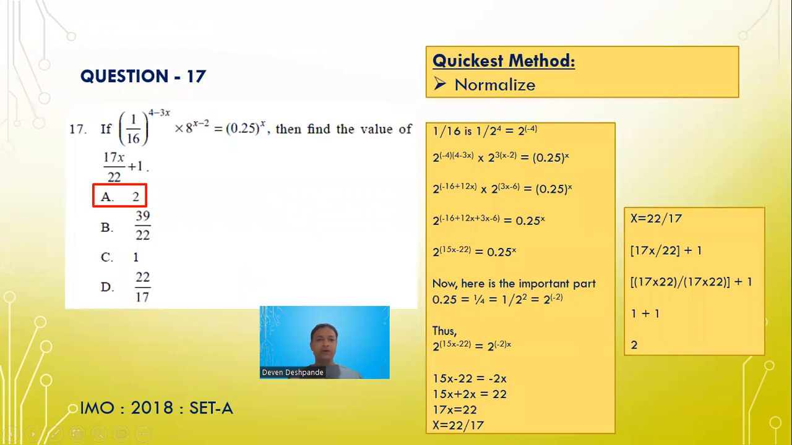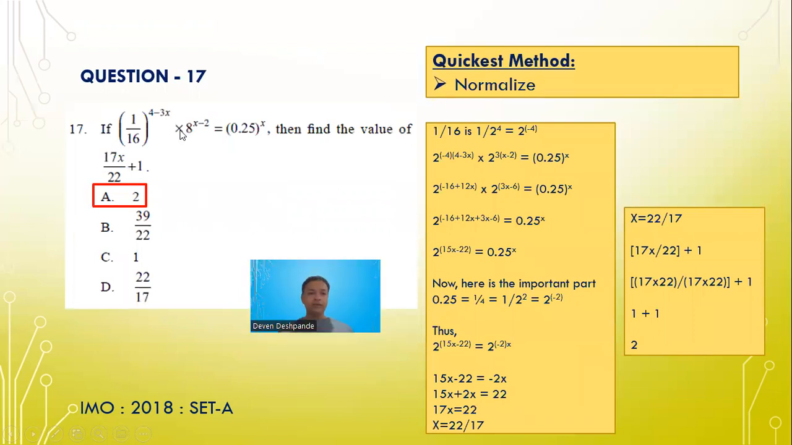Okay, if 1 upon 16 raised to 4 minus 3x into 8 raised to x minus 2 is 0.25 raised to x, then find the value of 17x upon 22 plus 1. Very good question. And here in such cases, you have to normalize. What is 1 upon 16? 2 raised to 4. So 1 upon 2 raised to 4. And what is 1 upon 2 raised to 4? It is 2 raised to minus 4, isn't it? 2 raised to minus 4.